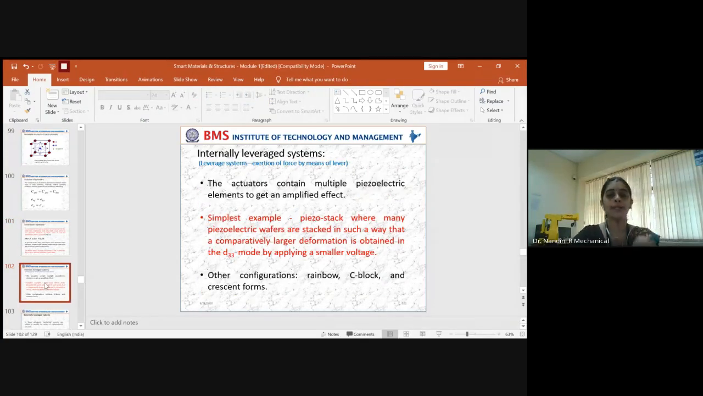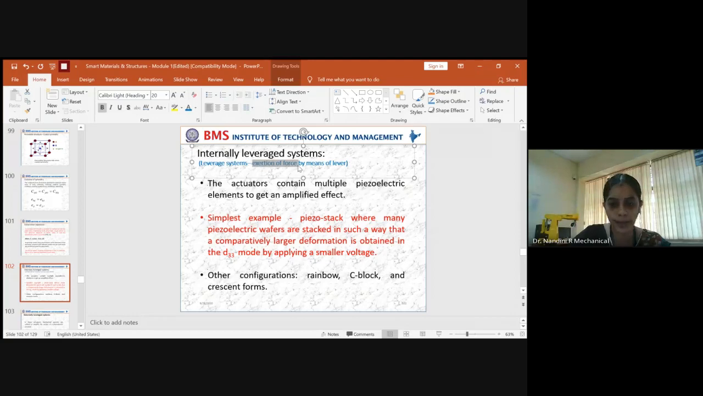So with all these concepts, you should now understand what we mean by the internally leveraged system. So in general, the leverage system, you know, you get a particular leverage system when you exert a force by means of any lever mechanism, right? So now we are utilizing the same leverage system related to our piezoelectric material. In that case, you will have the leverage system made up of actuators.